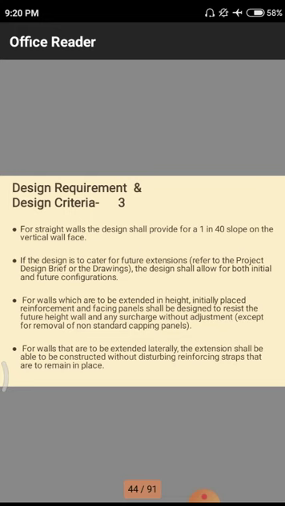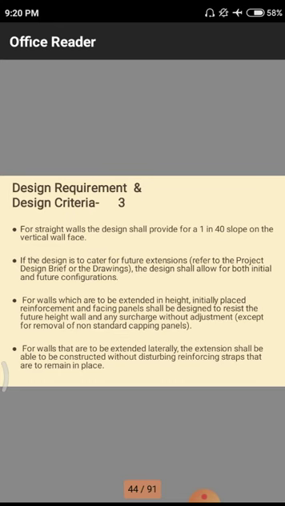For walls which are to be extended in height, initially placed reinforcement and facing panels shall be designed to resist the future height wall and structural surcharge without adjustment, except for the removal of non-standard capping panels. Those things also have to be maintained. Why? Because of the removal of non-standard capping panels.